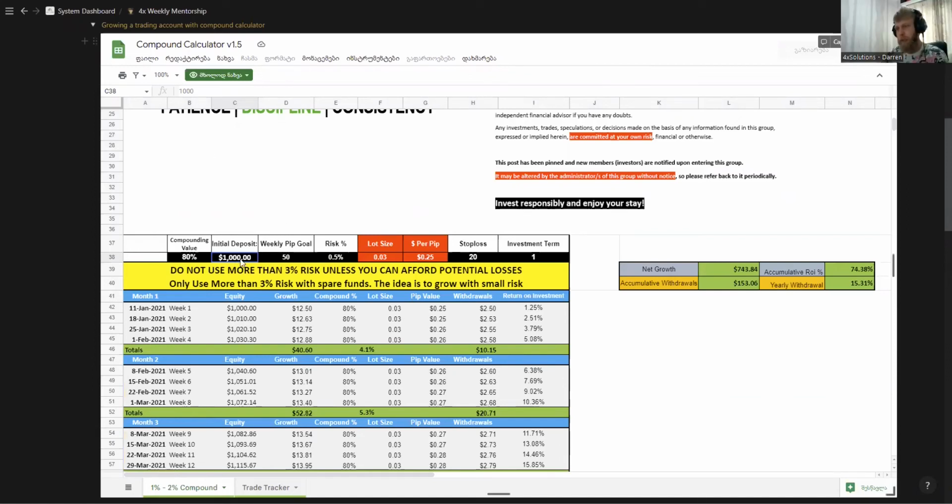But over here is our money as our initial deposit, and we'll have a goal of how many pips we want to catch on a weekly basis. Based on that outcome of how many pips we want to catch, and how much risk we want to take on each trade, it will tell us how much lot size we are using and what the value of that pip is per lot size.